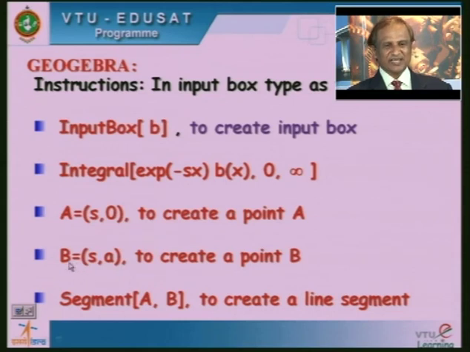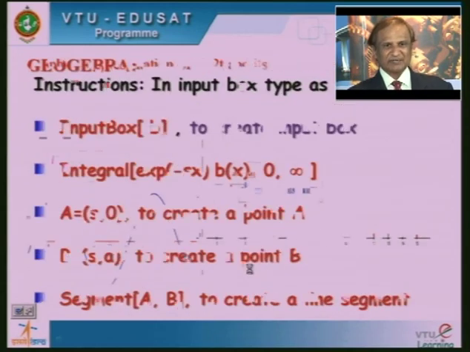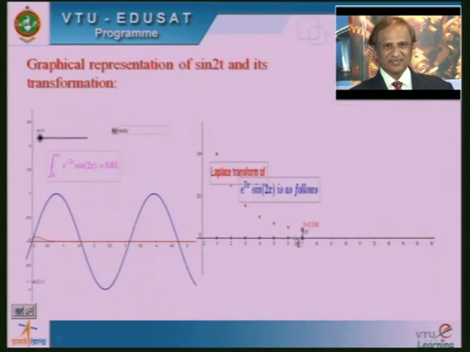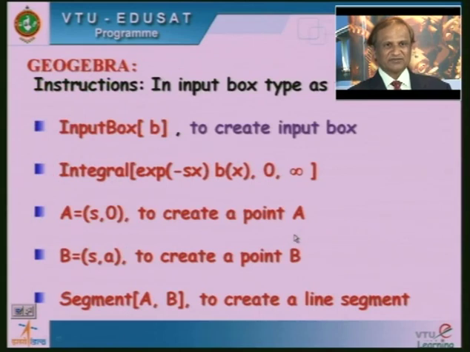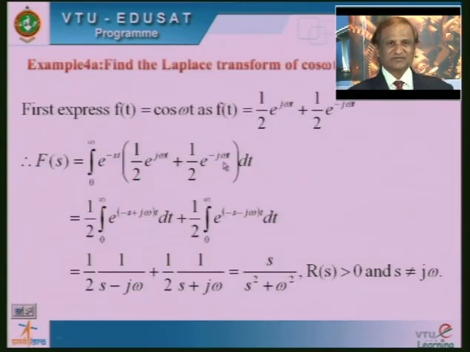And similarly, if you type in the input box b equal to s comma a, this will create another point b. Then you can draw a segment a to b. If you type this command, it will draw a line between a and b, is it clear. I hope you can observe a line segment in the previous graph. So, a is one point, b is another point, is it clear. Suppose if you type these commands, you can draw the graph of any function, is it clear, and you can find out the Laplace transform of any function in the t plane, is it clear.